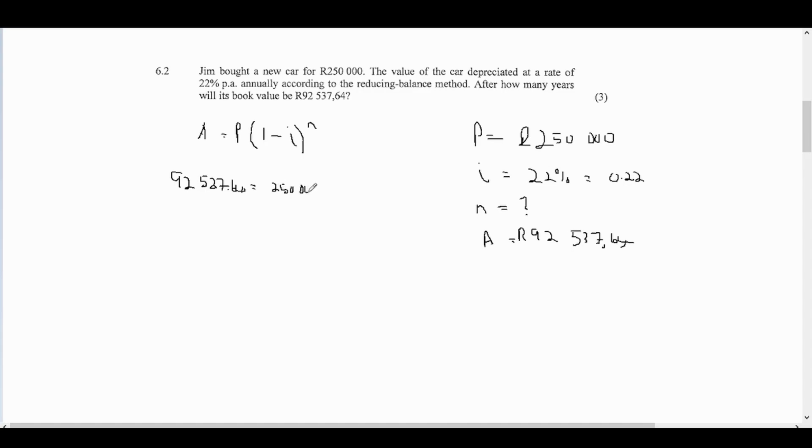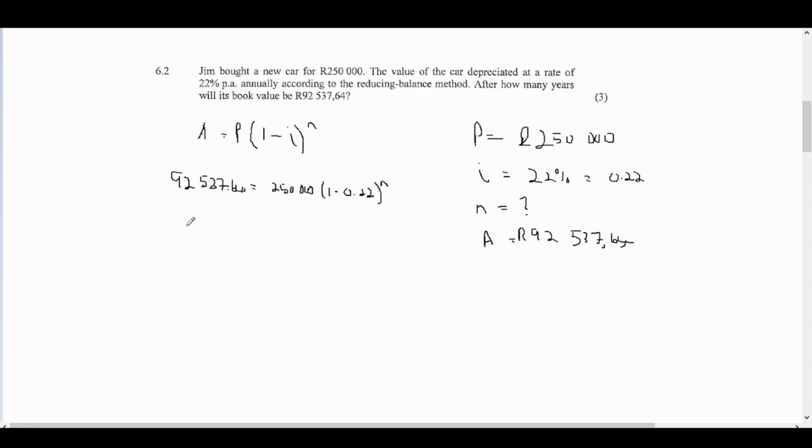equals the principal of 250,000 rand times 1 minus I, our interest, which is 0.22, to the power of n. We don't know what n is, so we have to solve, and this is just easy solving, one variable here. So we divide both sides. So we want n by itself.